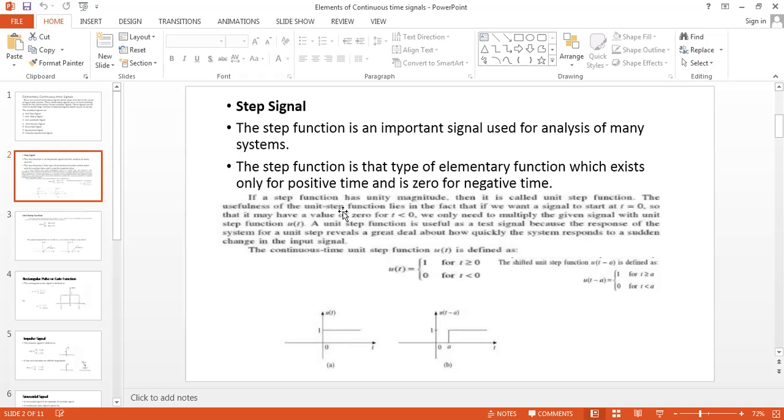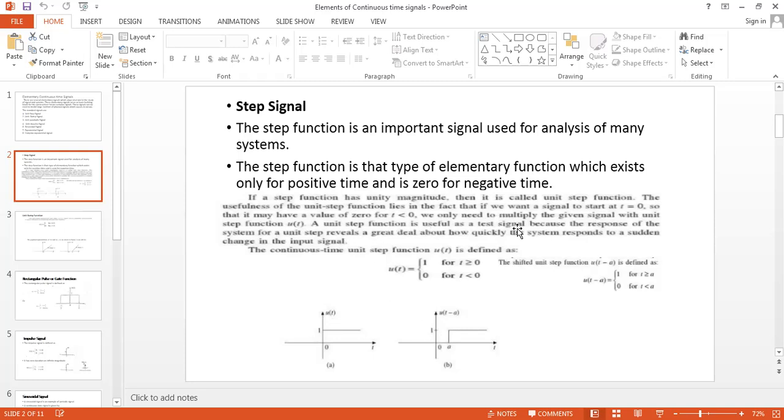The usefulness of the unit step function lies in the fact that if we want a signal to start at t equal to 0, and to have the same value for t greater than 0, then we need only multiply this signal with the unit step signal. If you multiply that signal with the unit step signal, then for t greater than 0, you will get a constant value of 1.